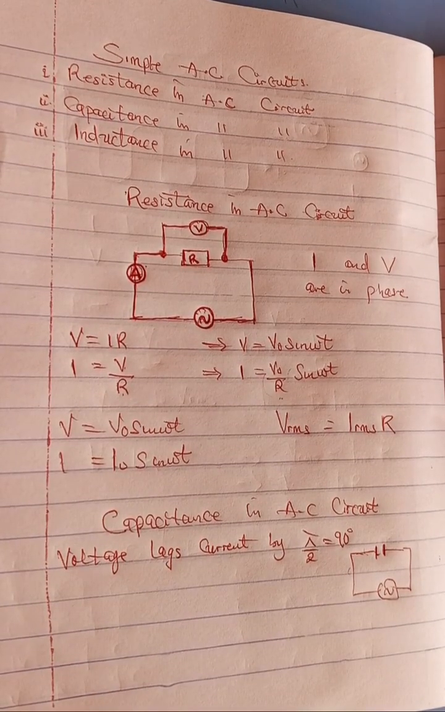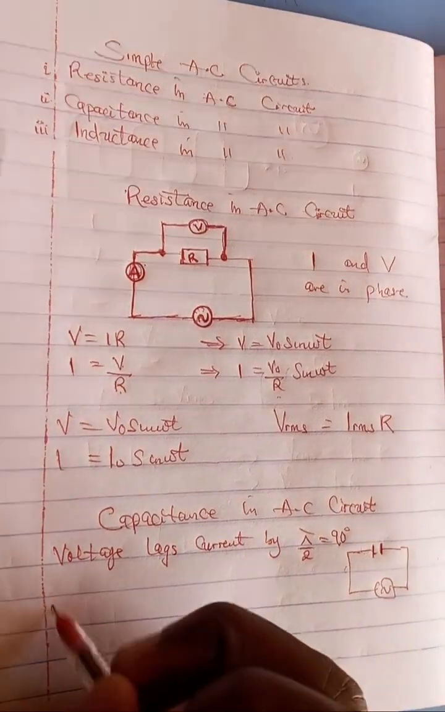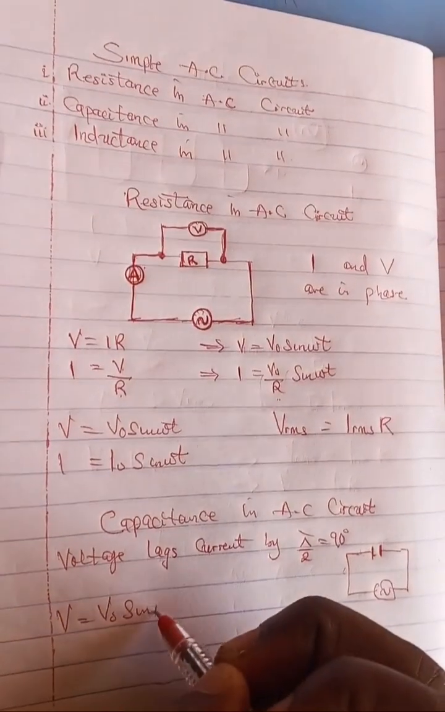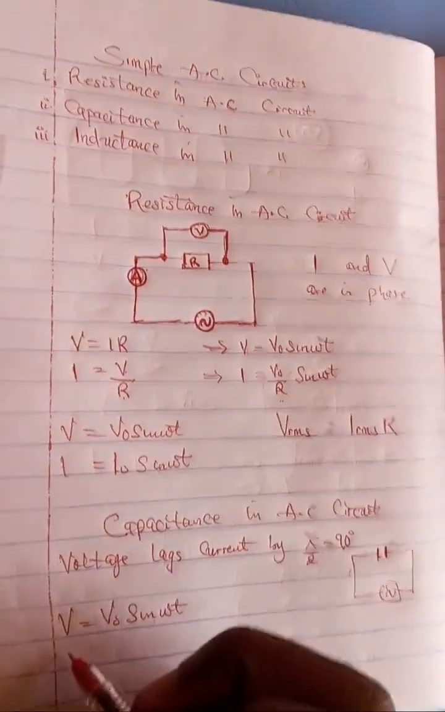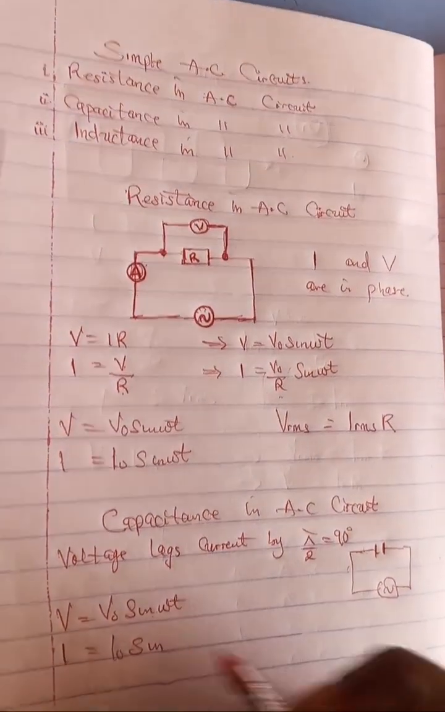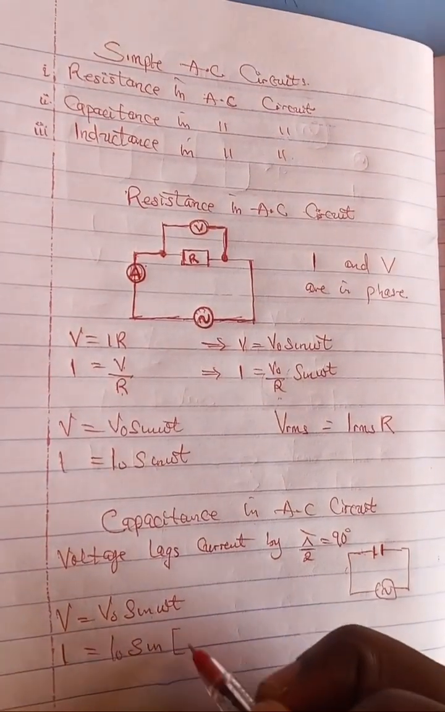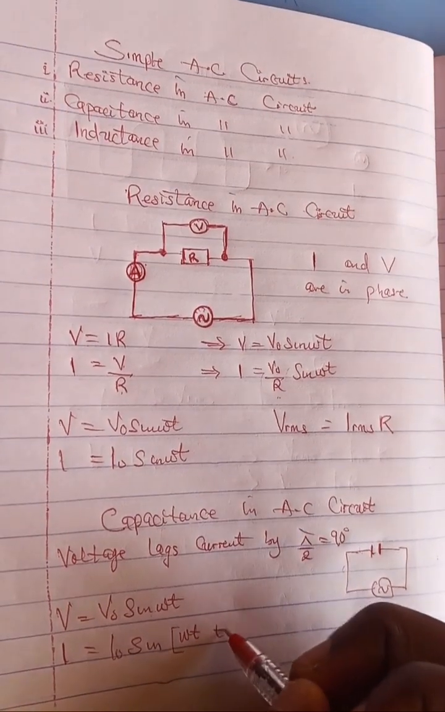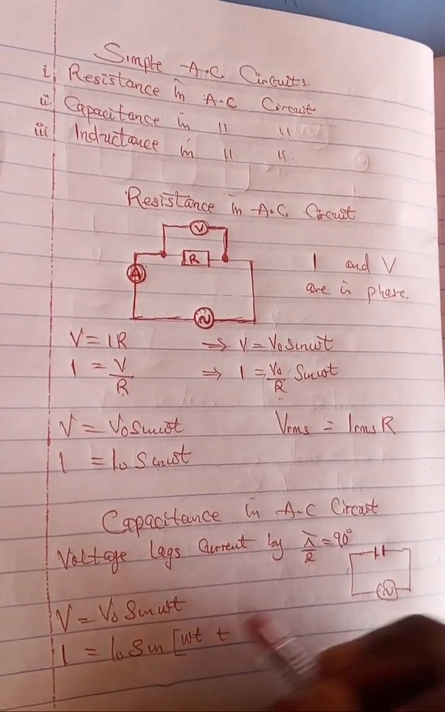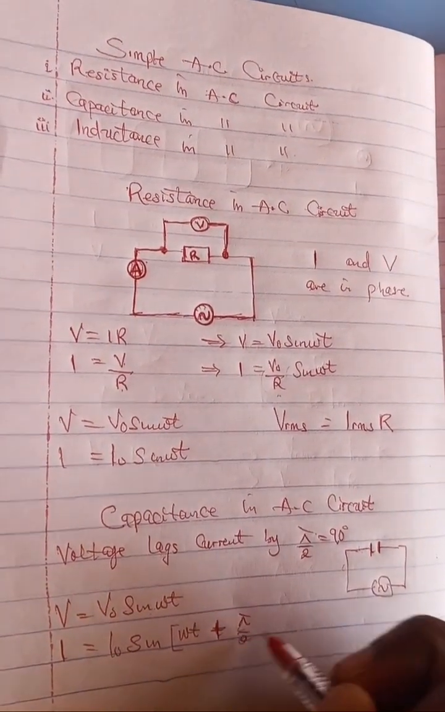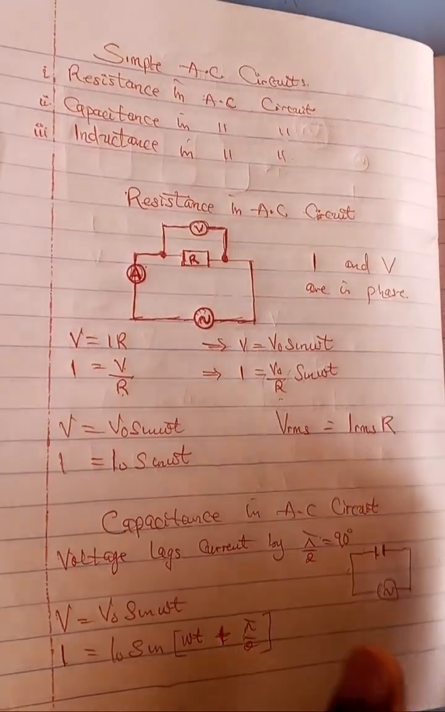If this is the case, it simply means that when voltage is equal to V naught sine omega t, current will be equal to I naught sine, since there is a phase difference, omega t plus the phase difference. And our phase difference here is pi by 2. So this is what you have to know.